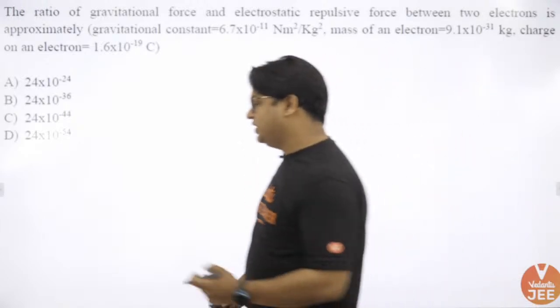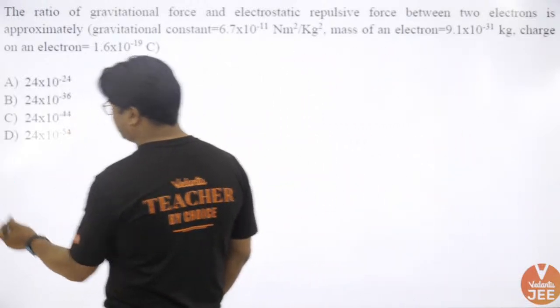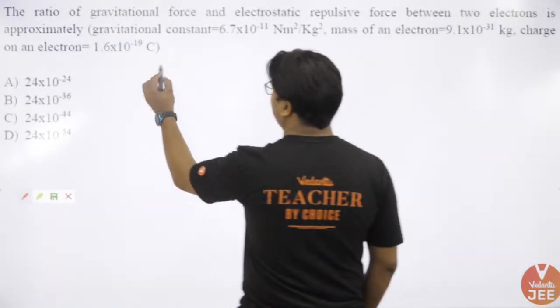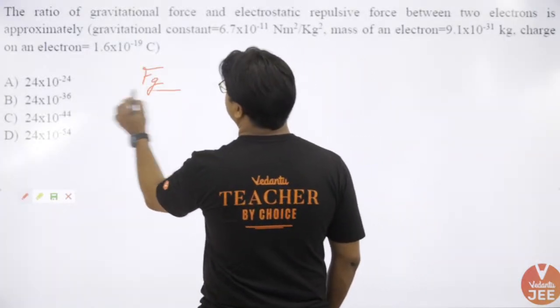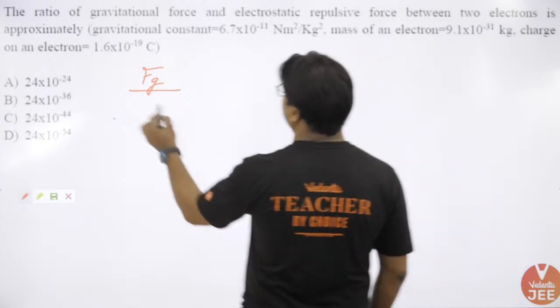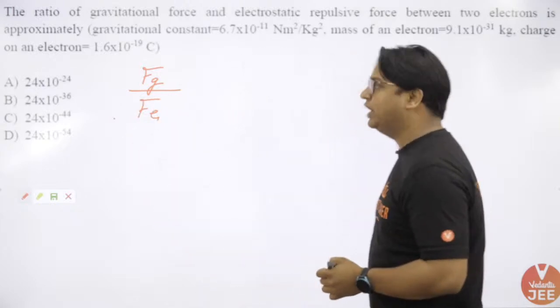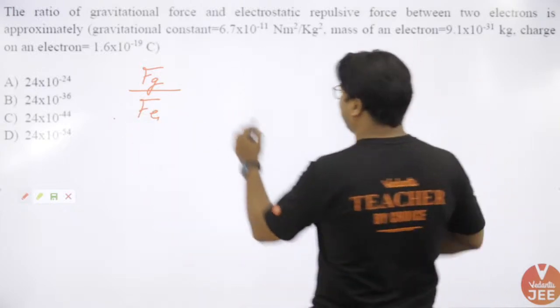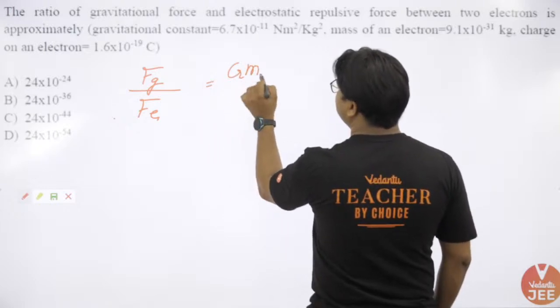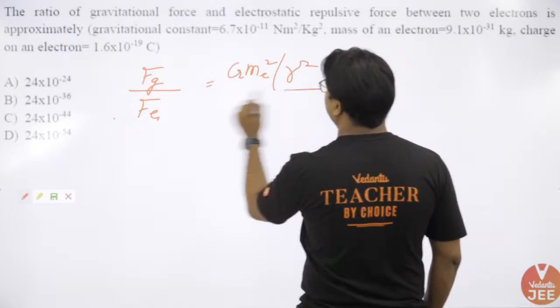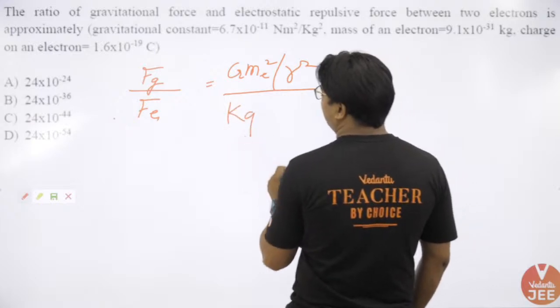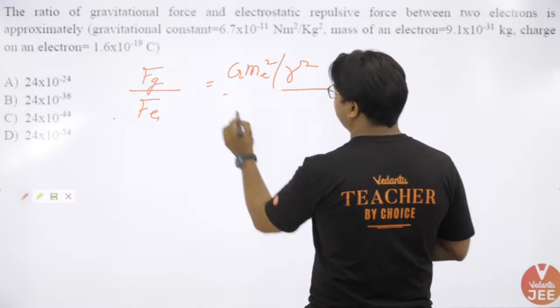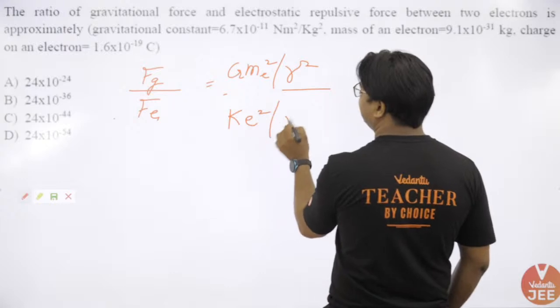Again, this question we discussed in the previous video also. A very simple question. It talks about the ratio of the gravitational force and the electrostatic force between two electrons, right? So gravitational force will be G ME square by R square, and at the same time the electric force would be K E square by R square.